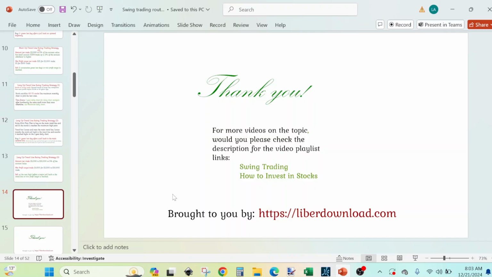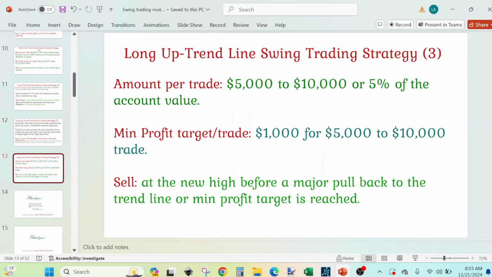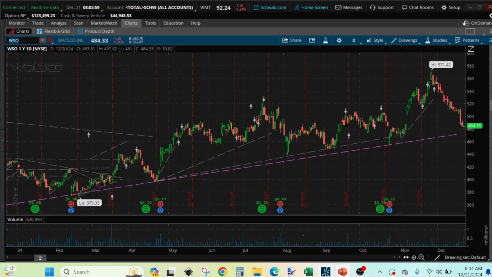And swing trading is one way to make money. And as you can see, I'm learning as well. Those are not predictable, and I'm just sharing the process with you.